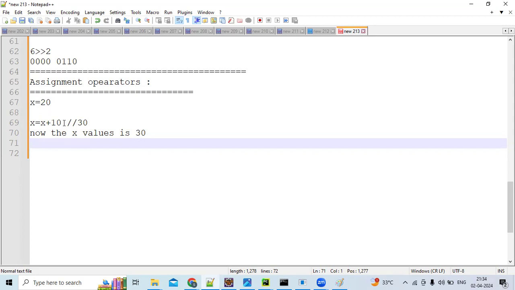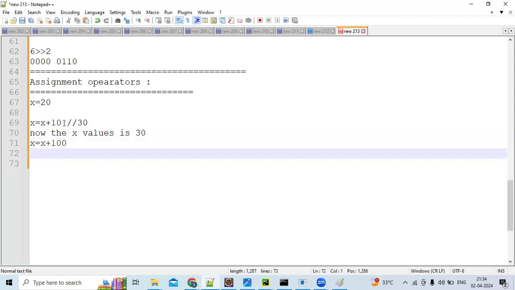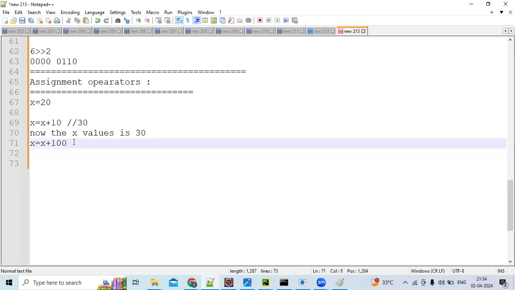Suppose now x is 30. Now suppose x equal to x plus 100. What is the final value of x now? Guys, you should tell this. 130. Because till here x is 30, and now again x is 30 plus 100, which is 130. Okay, guys?